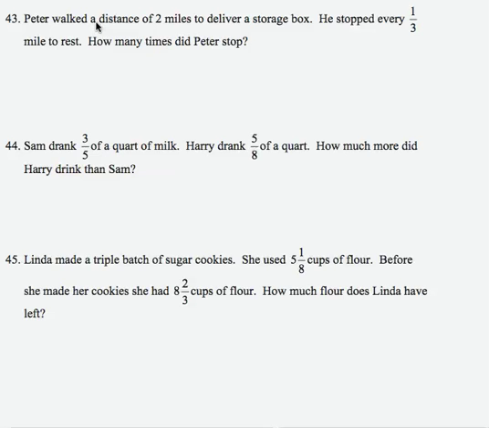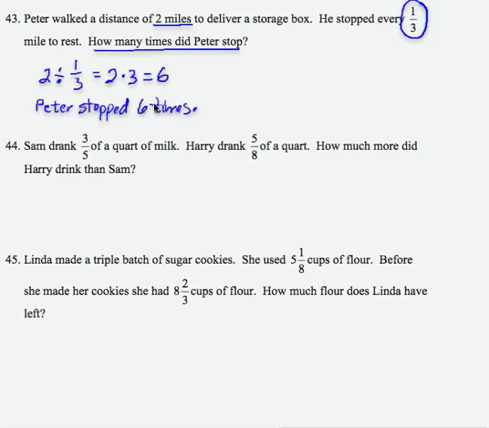In 43, we're told that Peter walked a distance of 2 miles, so that's probably important, to deliver a storage box. He stopped every 1/3 mile. How many times did Peter stop? So what we really want to know is how many 1/3 are inside 2. Well, that's division. 2 divided by 1/3. But we convert that to multiplication. 2 times 3 equals 6. So therefore we can say that Peter stopped 6 times.